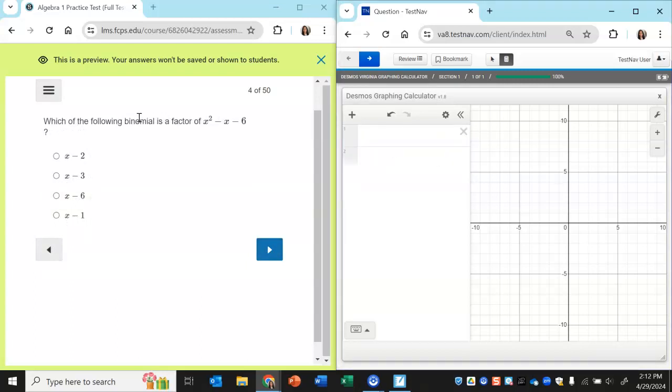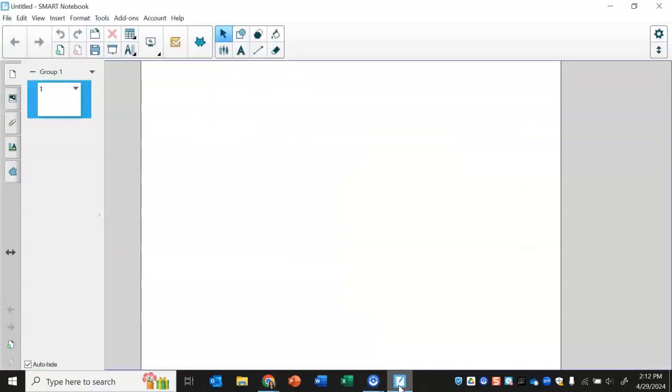Okay, this question, you will for sure get this type of question, and I'm going to show you how to answer this using Desmos. It says here, which binomial is a factor? So I do want you to think of factors as x-intercepts. A lot of our questions will use the x-intercept.